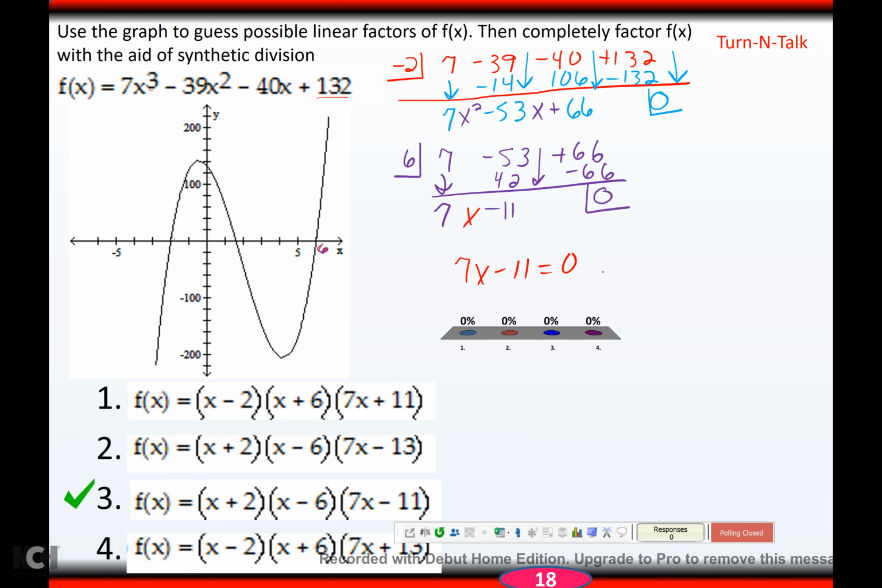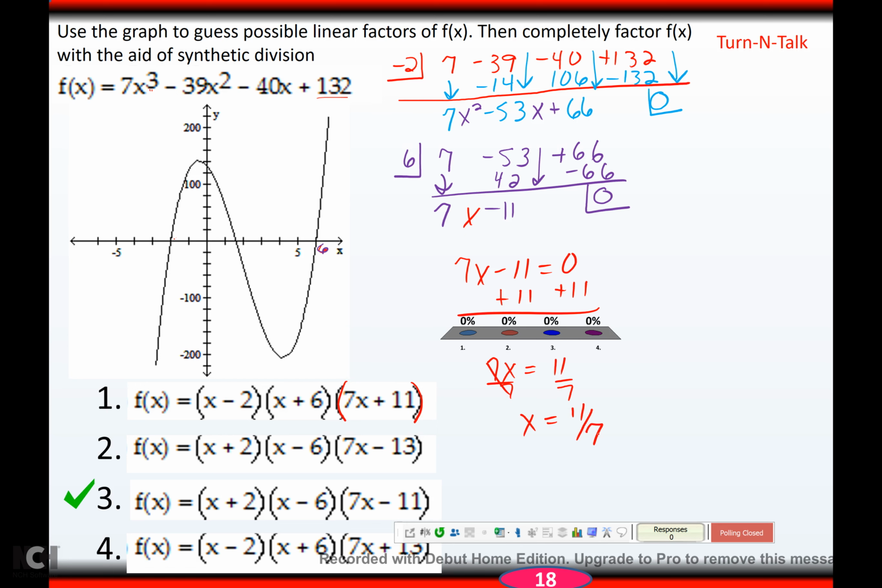That drops me down to a first degree equation, and to solve a first degree equation you simply set it to 0 and get x alone. So add 11, I get 7x. Oh, actually we didn't find zeros, they left them as factors. Oops. Okay, let me finish. So 7x equals 11, divide by 7, I get x equals 11 sevenths.